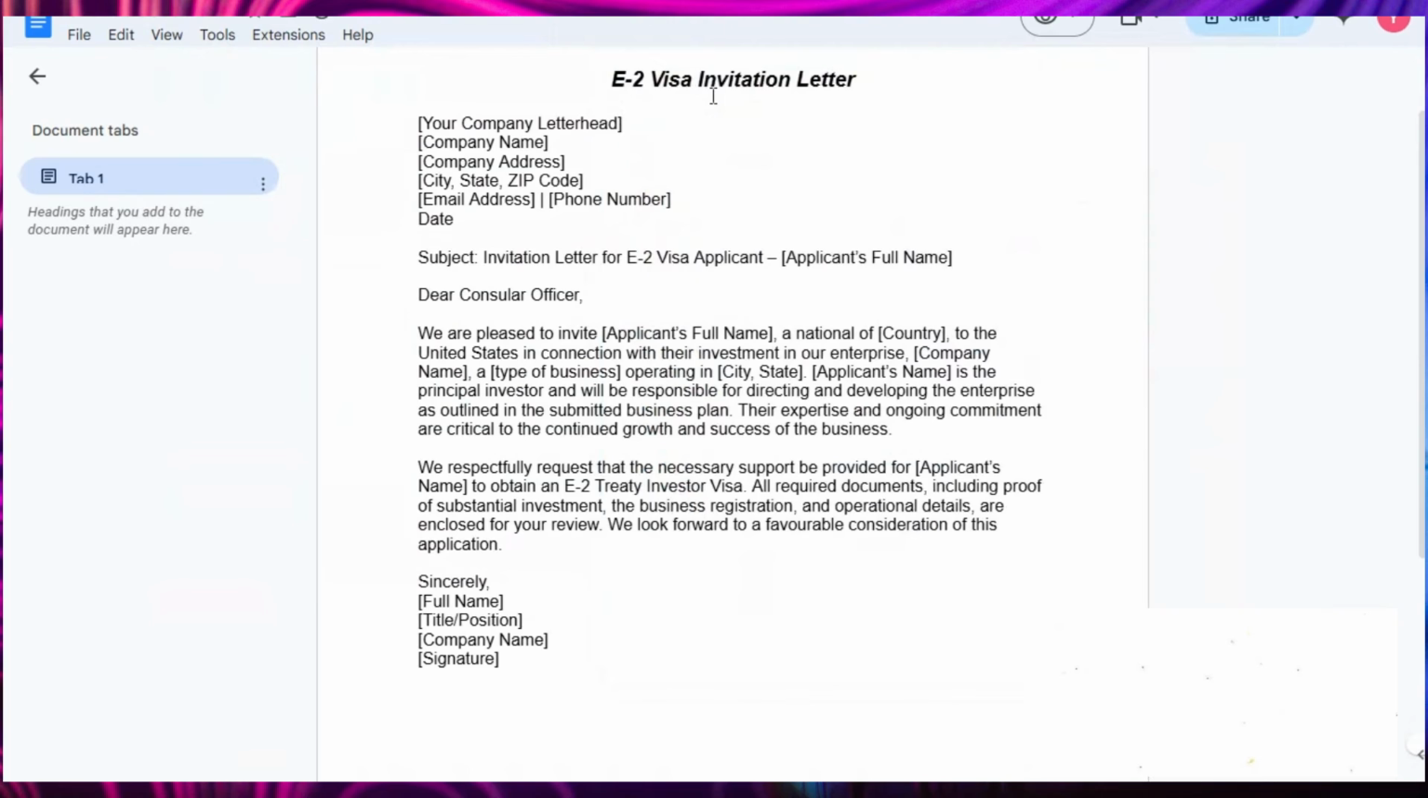Here's our sample E-2 visa invitation letter. You'll notice how it clearly explains the purpose of the invitation, your role as an investor, and the significance of your presence in the U.S. business. The letter highlights key details like your investment, responsibilities, and how your involvement supports the growth of the enterprise. This helps the consular officer understand your eligibility and the legitimacy of your visa application.